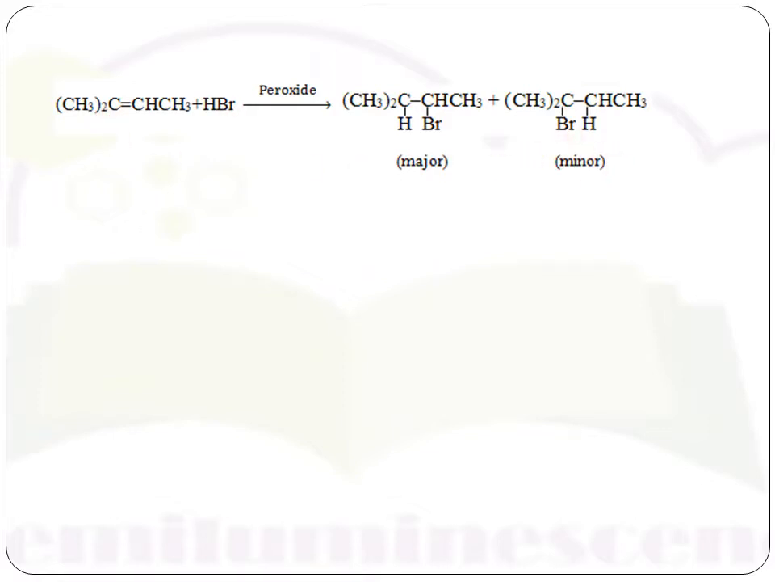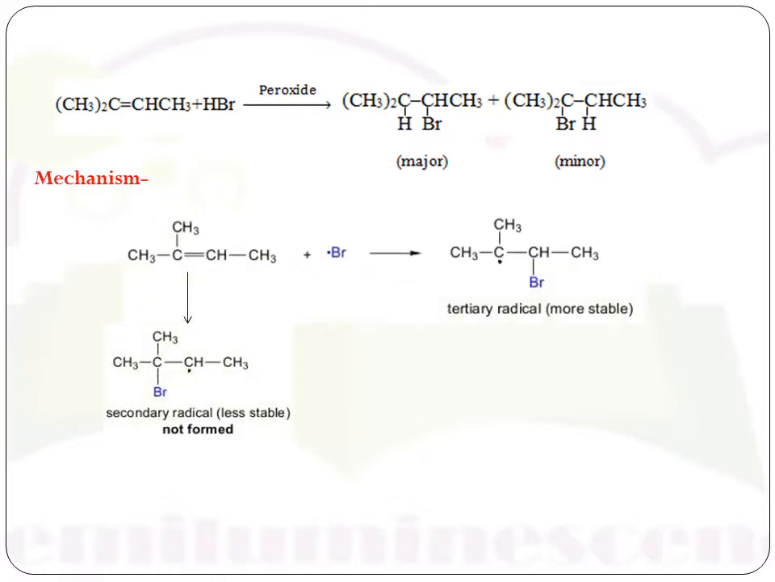Let's see one more time the mechanism of the reaction. This is the mechanism in which you can see that this is a bromine radical. There are two possibilities of adding the bromine radical. In the first possibility, the bromine radical is forming a bond with this CH carbon and forming this radical. The second possibility is that bromine is forming a bond with this carbon which carries the methyl group and forms this radical.